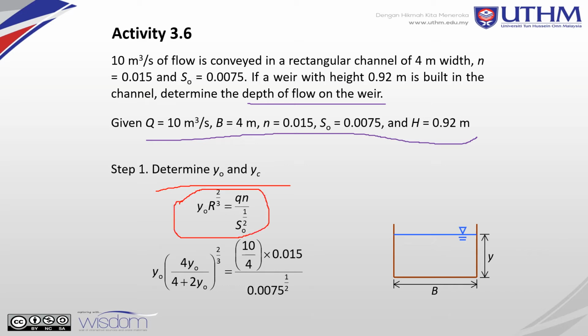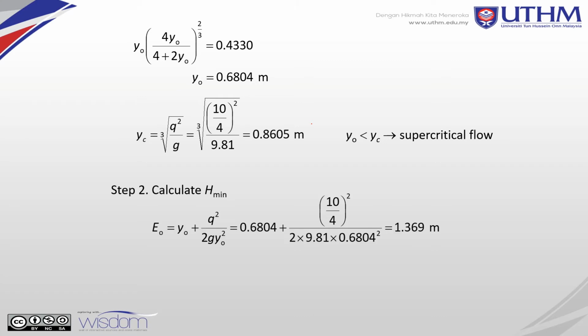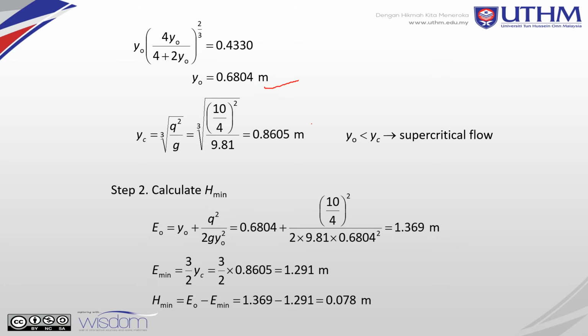Okay, y0. So you get the y0 here. And you get the yc, 0.8605 meter. So you get y0 less than yc. Y0 is less than yc, so you get supercritical flow.